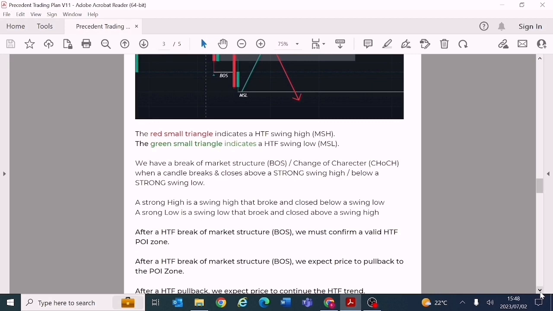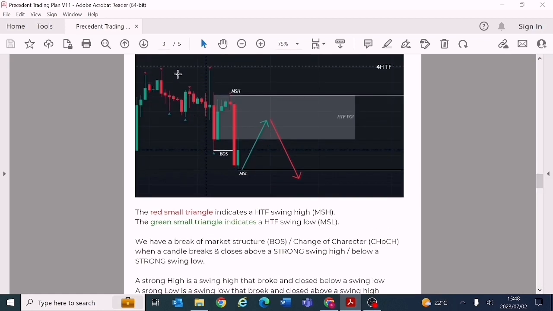So we have a break of market structure, or a change of character, when a candle breaks and closes below a strong low or a strong high. So what is a strong low? What is a strong high? All of these highs and lows, they are not created equal. There might be highs and lows, but not all of them are equal. Some of them are strong, some of them are weak.